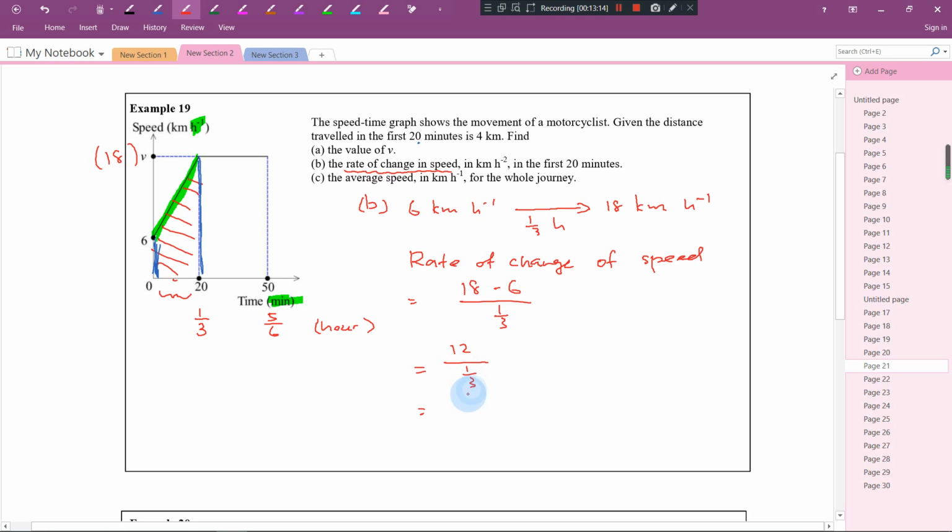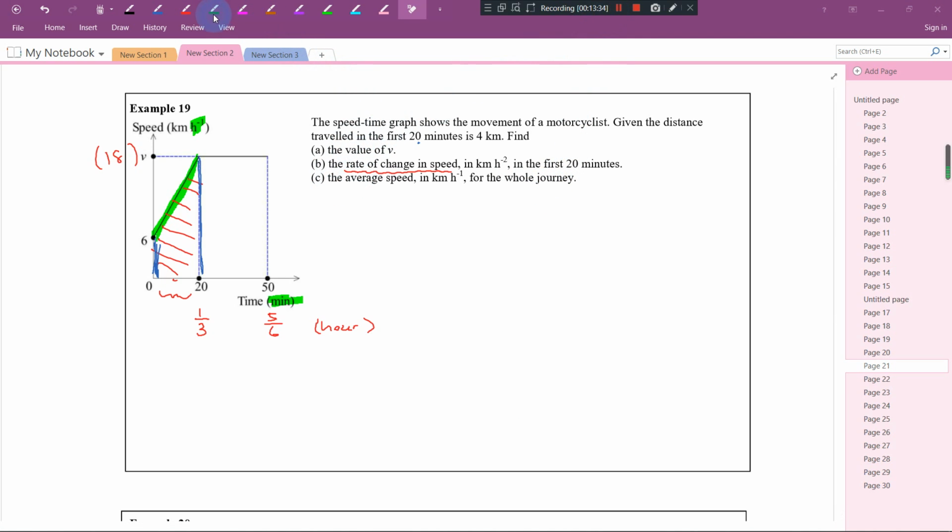Then you just press the calculator. You should be able to get 36 kilometers per hour squared. Okay, so this is the rate of change of speed for this first 20 minutes. Okay, last, the average speed in kilometers per hour for the whole journey.